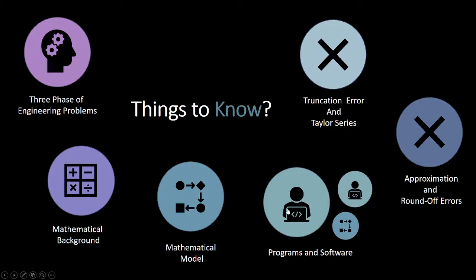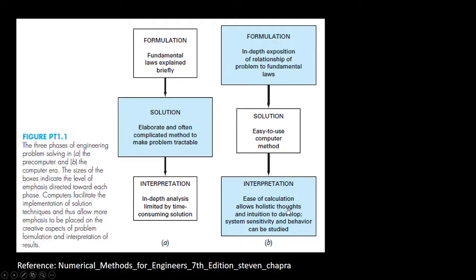There are three phases of engineering problems. The mathematical background, the mathematical model, the programs and the softwares that are used in numerical method, the truncation error and Taylor series, and approximation and round off errors. So first would be the three phases of engineering problem.